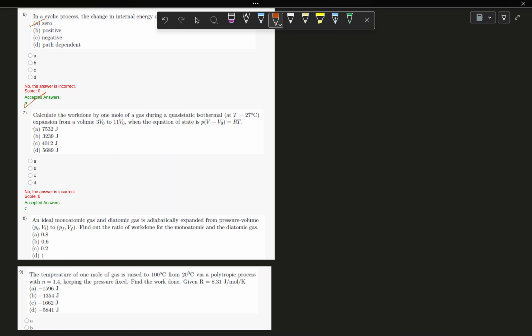So this question number 7 is: calculate the work done by 1 mole of a gas during a quasi-static isothermal expansion from a volume of 3 V0 to 11 V0 when the equation of state is P(V minus V0) equal to RT. The equation of state is given, and it is isothermal, with constant temperature of 27 degrees centigrade, which is basically 300 Kelvin, and the volume is expanding from V1 to V2. The number of moles is also given as n equal to 1, and you have to calculate W, right?